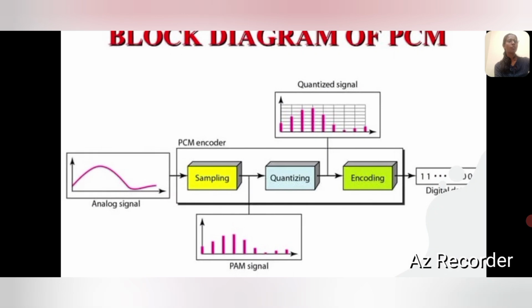The block diagram of pulse code modulation shows that first the analog signal is sent to the PCM encoder, where the PCM encoder consists of sampling, quantization, and encoding. Sampling and quantization produce the PAM signals, known as pulse amplitude modulation, while quantization and encoding produce the quantized signals. This analog signal is further converted into the digital signal.